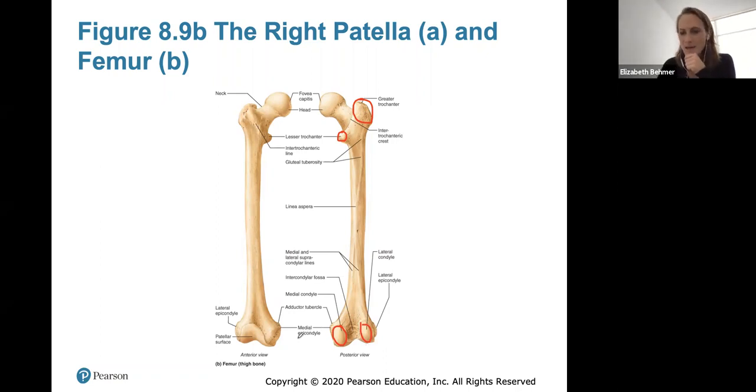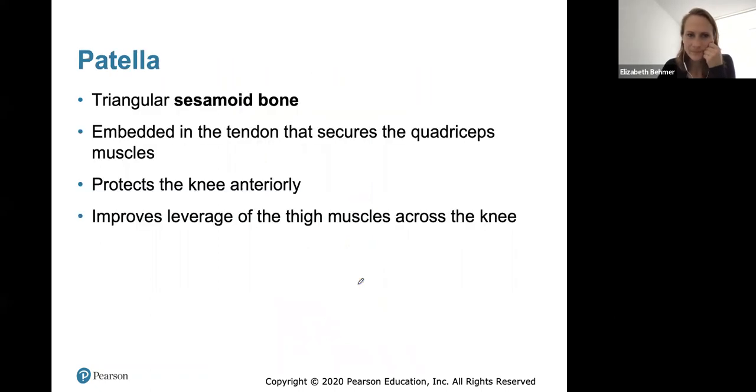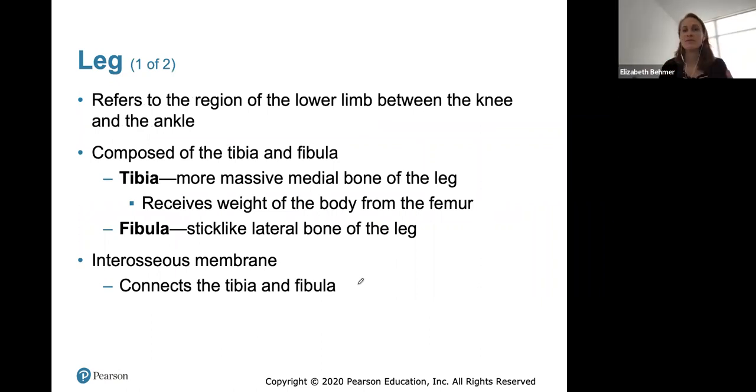And then there's epicondyles to the femur as well, which are smaller bumps kind of on the sides of the distal end. The patellar surface is where the patella sits. The linea aspera is a raised kind of ridge on the back of the femur, and that's the femur. The patella is a triangular sesamoid bone. It protects the knee. It's embedded in the tendon that secures your quadriceps muscles, and it provides leverage of the thigh muscles across your knee. Then the leg refers to the region of the lower limb between the knee and the ankle.